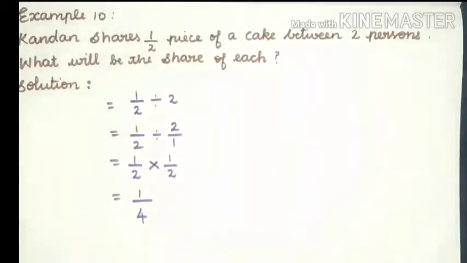Students, now do you all clearly know how each person got 1 by 4 piece of cake? Because Kandan shares half piece of a cake between two persons, that is half divided by 2. 2 can be written as 2 by 1. For division you change the division symbol into a multiplication symbol. Then the second fraction becomes its reciprocal, 2 by 1 as 1 by 2. As usual, you multiply the numerators and denominators. 1 into 1 is 1 and 2 twos are 4. So each will get 1 by 4 piece of a cake.